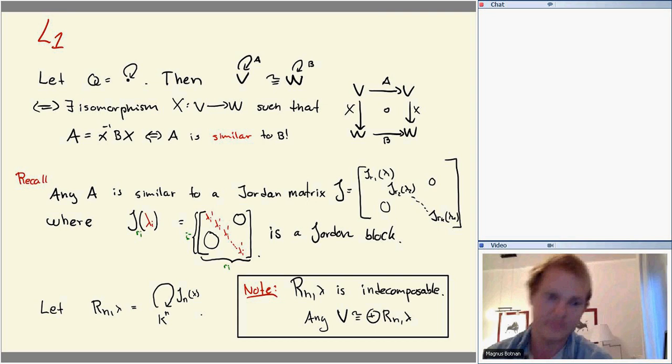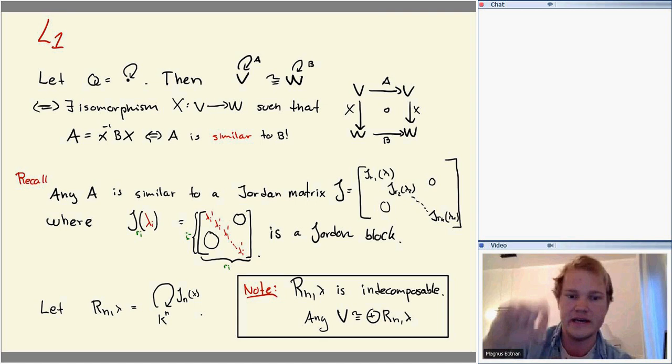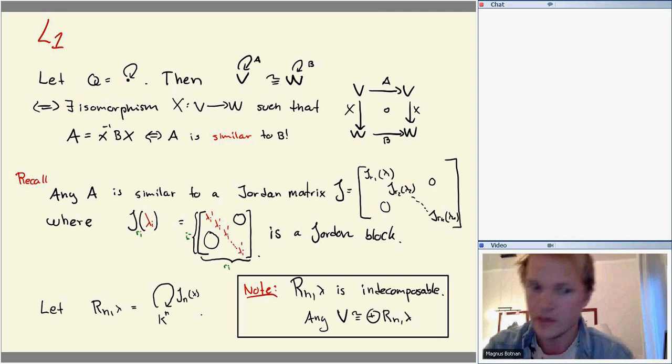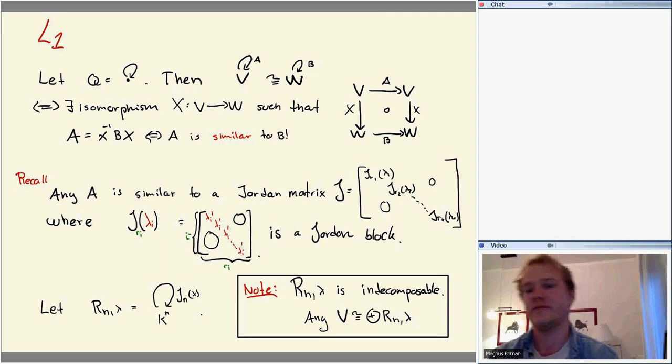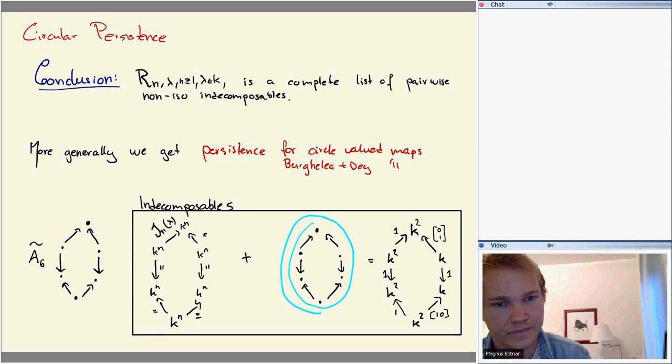If you let R_{n,lambda} be the representation of L1 which has K^n with the action of the matrix J_{n,lambda} on itself, so you have an n times n matrix with lambda along the diagonal, these are indecomposable, and all representations can be written as a direct sum of these. In particular, R_{n,lambda} for n greater than or equal to 1 and lambda in K is a complete list of pairwise non-isomorphic indecomposables.